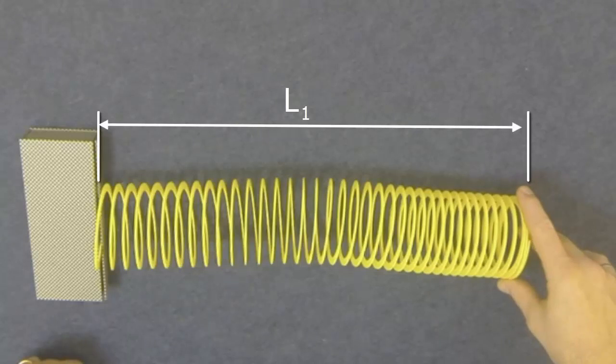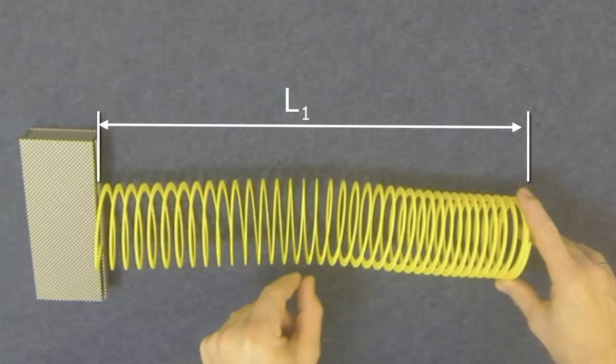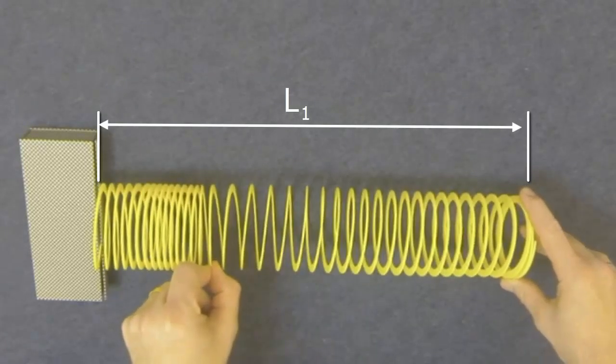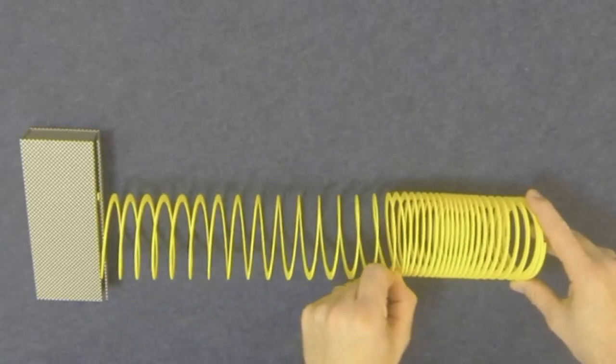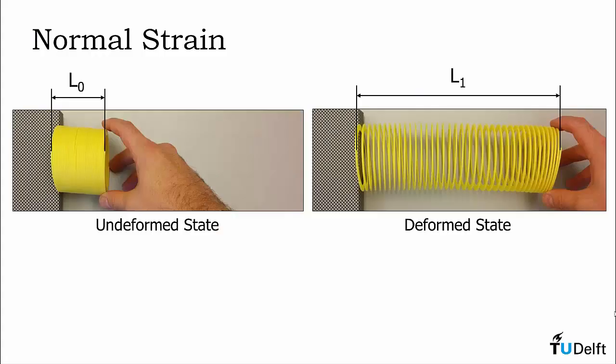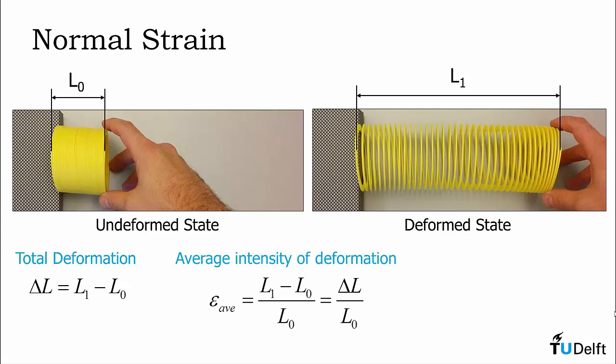We can see by the spacing of the coils in the slinky that the deformation is relatively uniform along its length. However, for more complicated loading scenarios, it is possible to locally change the intensity of the deformation while maintaining the overall deformation. We call the intensity of this deformation strain. Looking at the undeformed and deformed states of our slinky, we can define several things. First, the total deformation is simply the final length in the deformed state, L1, minus the initial undeformed length L0. The average intensity of the deformation, or average strain, is given by delta L over the initial length L0. We denote this strain by the Greek letter epsilon, but it is only an average in this instance.